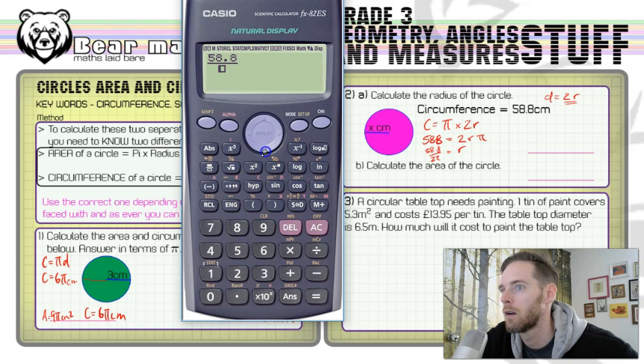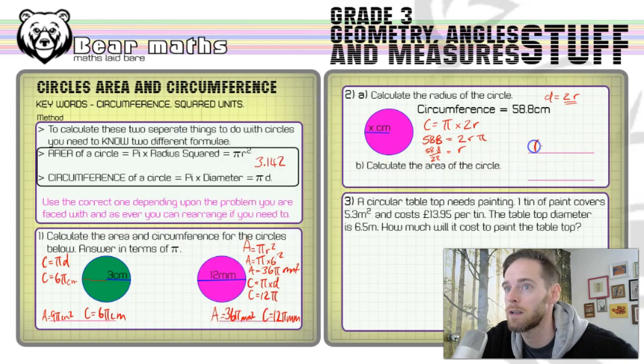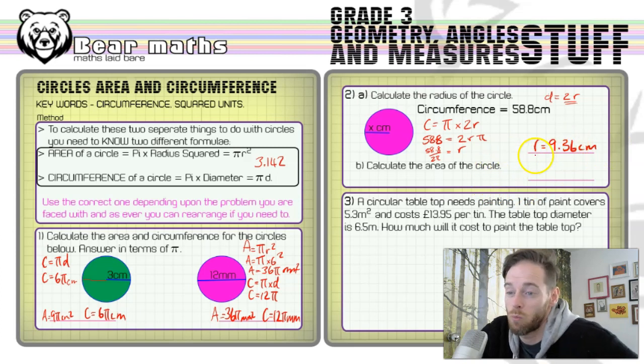58.8 over 2 shift pi. The calculator will do it all in the correct order if I type it in this way, and that gives me 9.35. I'm going to round it to 9.36. So radius equals 9.36 centimeters, rounded to 2 decimal places. It might state in the question what they want you to round it to, but it didn't in this one.